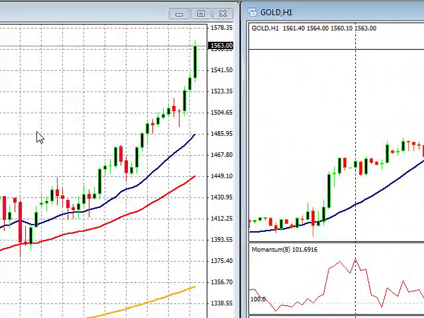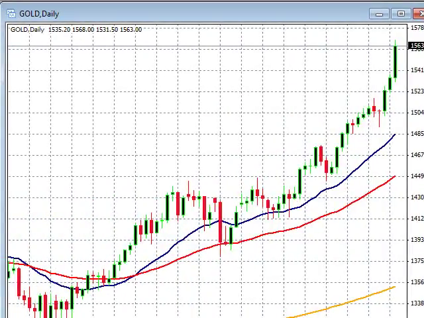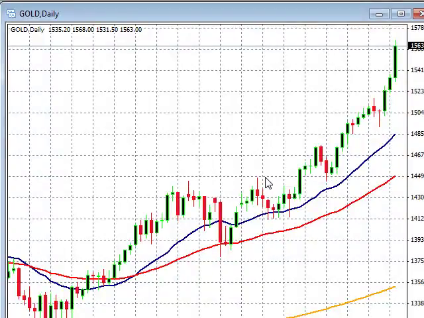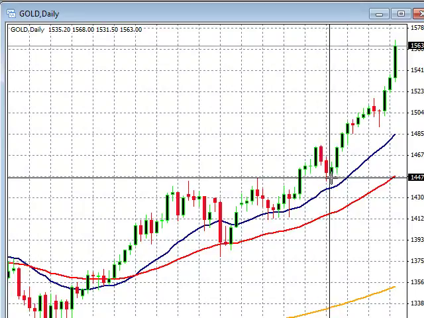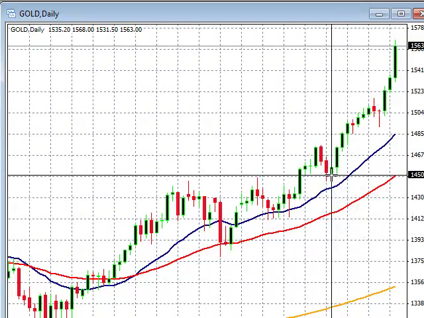Here we are with our gold chart, and obviously this is beautiful. We had the trade with a break here, which has resolved itself quite nicely. We even came back and tested what was once resistance, became support, and beautiful trade.